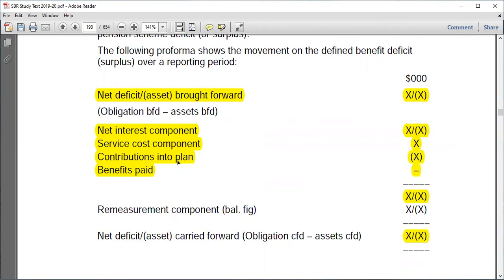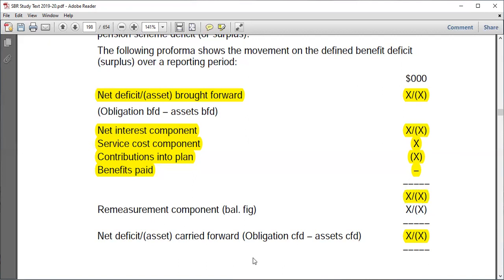Then actually you as the entity will make contributions into the plan like this, and maybe you also pay out benefits. So the benefits are usually not included here. So what we say is when you obtain this figure here, you will leave a space and then you come and compare it to the figure at the end.